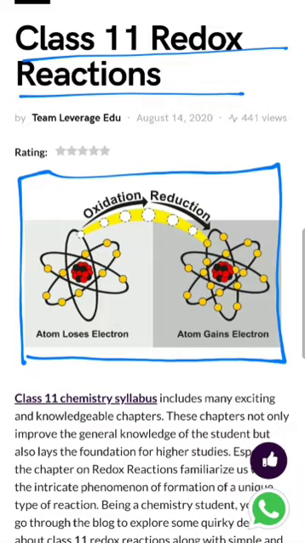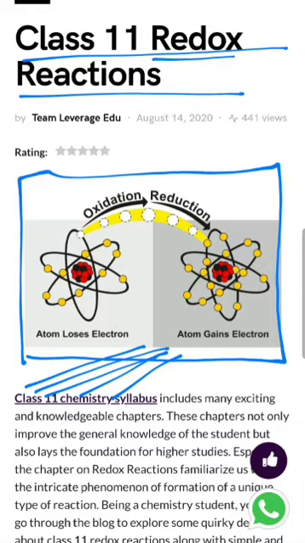So the chapters that we are doing now, like we did thermodynamics and we did equilibrium, and now we are doing redox reaction. All these three chapters are very important. I've mentioned it before also, and I'm mentioning it even now, that the concepts of these chapters are going to be used in class 12th. So try to learn and understand the concept very well. So let's start this chapter called redox.